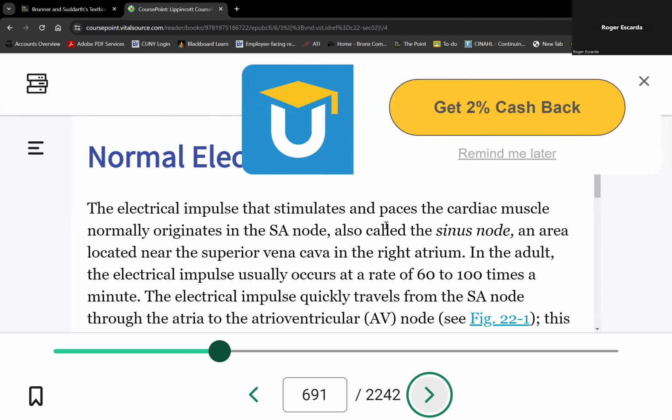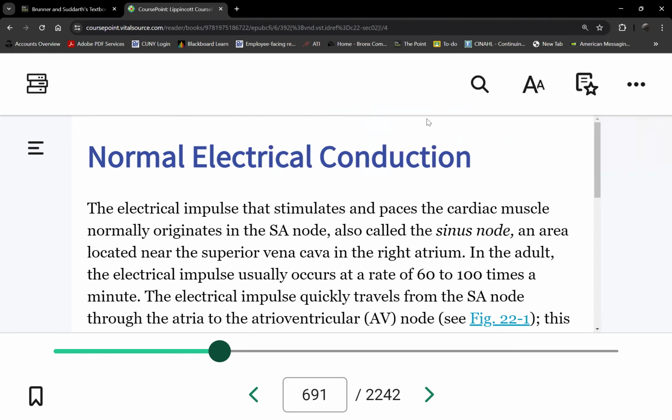Okay, let's review first. What is the normal electrical conduction of the heart? How does our heart work? Unlike other muscles in the body, the cardiac muscles are unique because they can generate their own electrical impulses, meaning the cardiac cells are highly specialized. They have the ability to generate electrical impulses, and because they can generate them, they can also transmit those electrical impulses.